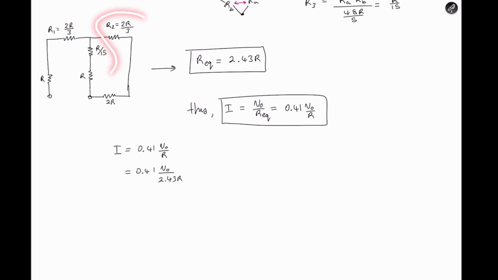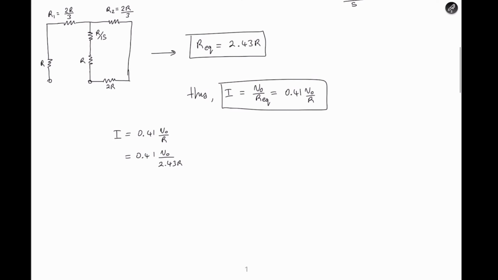We just combine these in series, combine these in series, and then do a parallel configuration, and the equivalent resistance comes down to 2.43 ohms. In this case, I have R. Well, let's keep it like that because we've got variables, correct? They gave us R, and they gave us the source voltage as V0, so let's keep it as R.